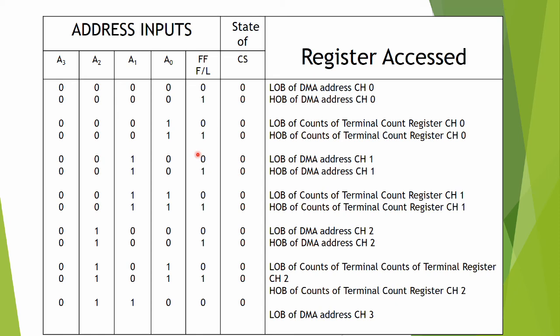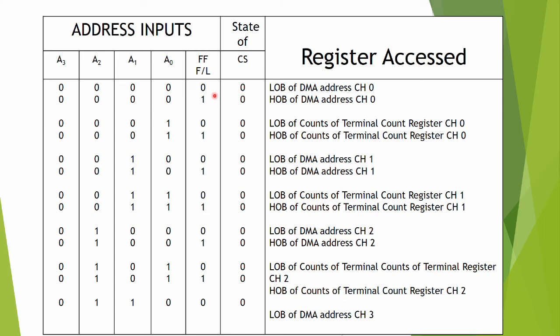Now address inputs. Now what are the registers accessed? It depends on the lower order address A0 to A3, the internal flip-flop, and the status of chip select logic. So when chip select logic is 0, then and only then the registers can be accessed for DMA.